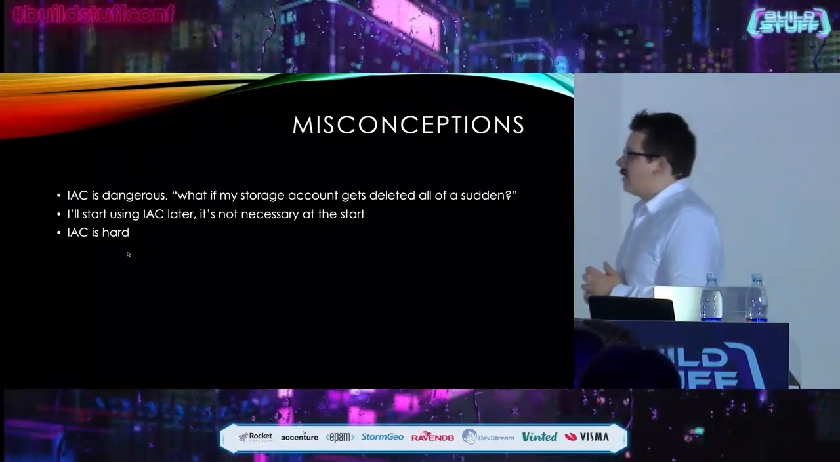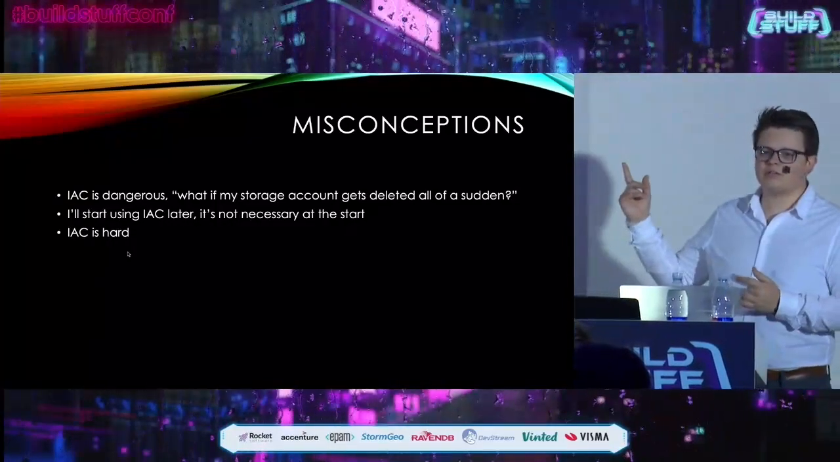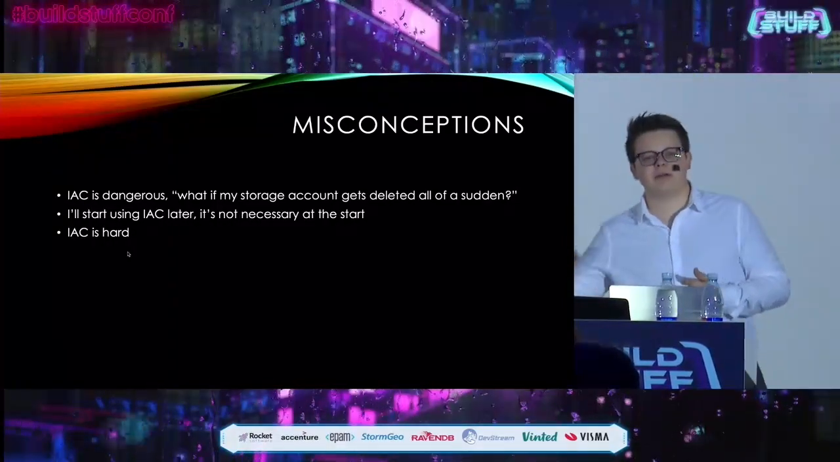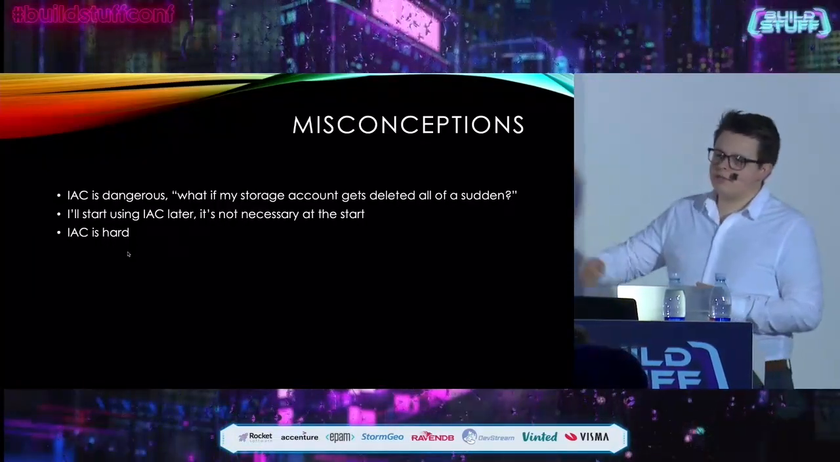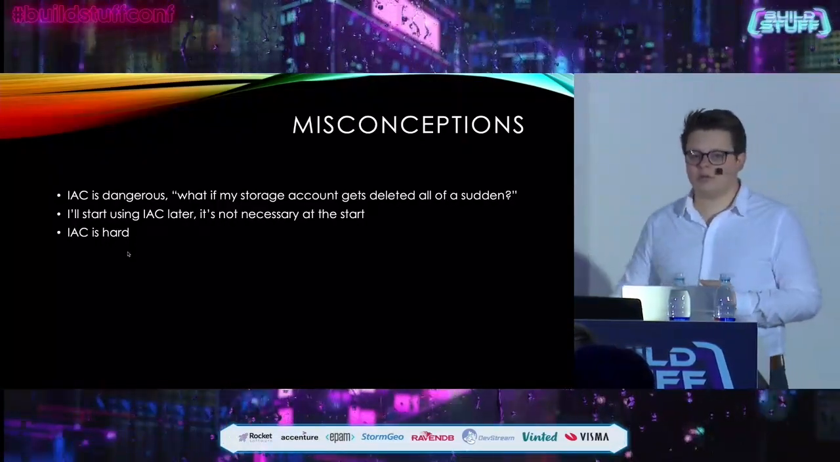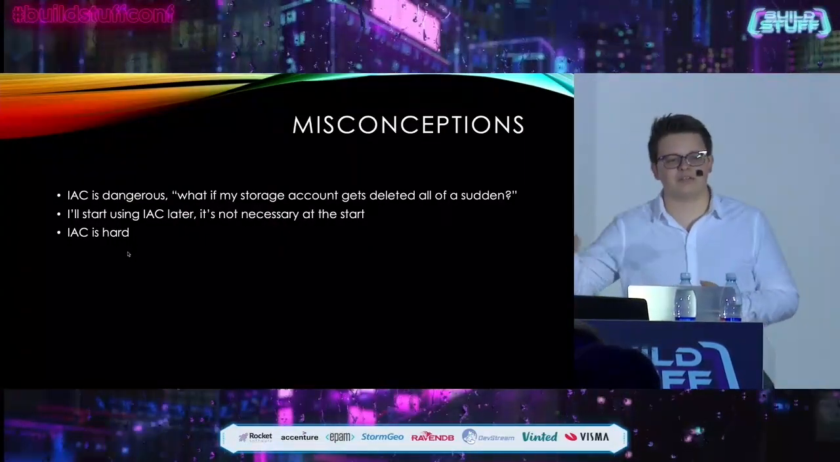The next thing, I'll start using IaC later. It's not necessary at the start. I showed you that we had 325 resources that have to be manually migrated to infrastructure as code. It's really, really tough because every single setting that's in every single queue and whatever has to be exactly the same, or otherwise Pulumi or Terraform is going to want to recreate it.